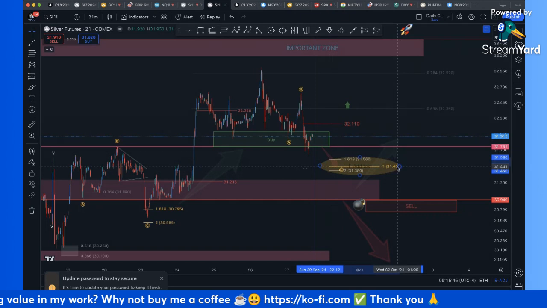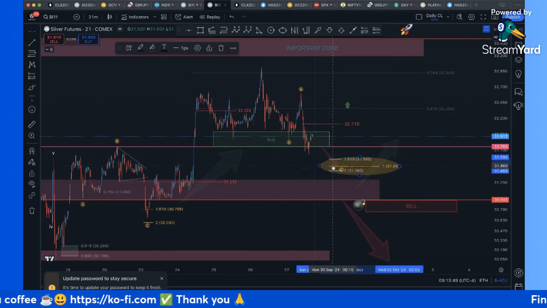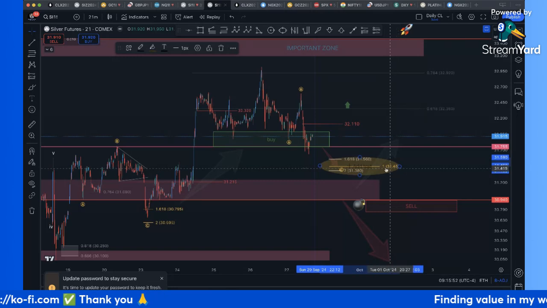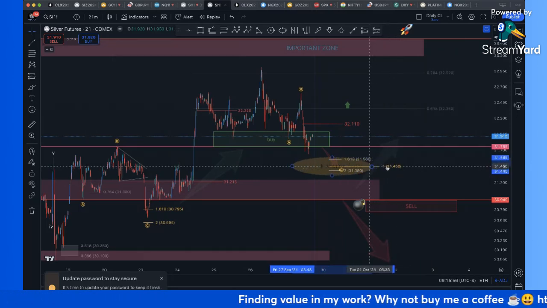Now, one of the great things about Elliott Wave is the context that it gives you. Now I'm trying to click this, but it won't let me because this thing is in the way. So let me just move that.